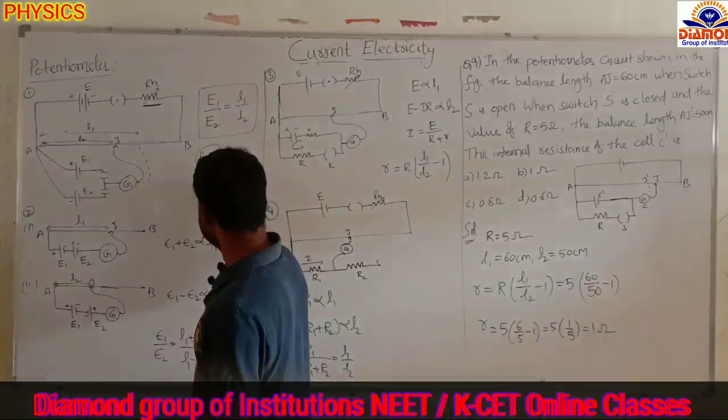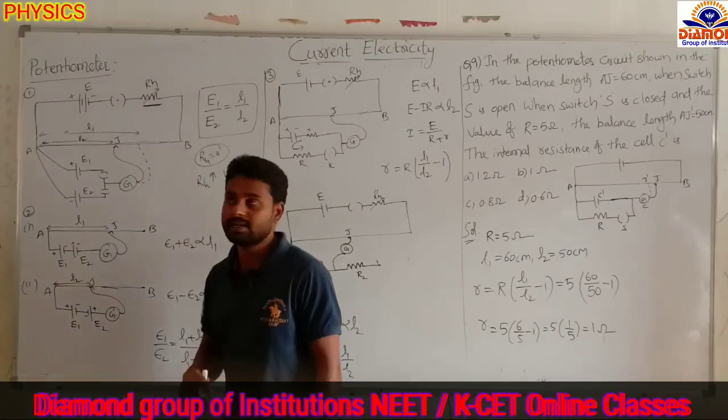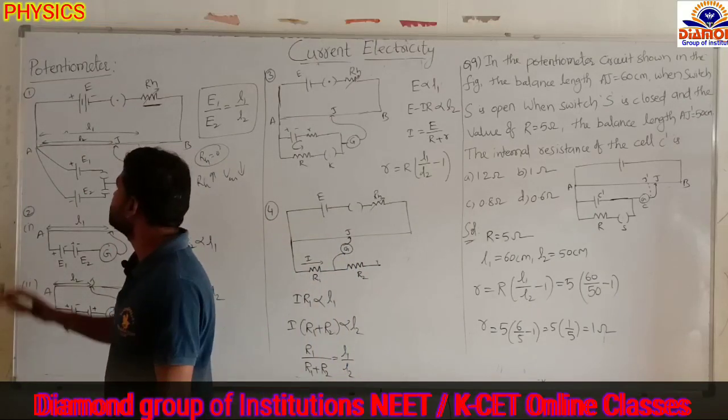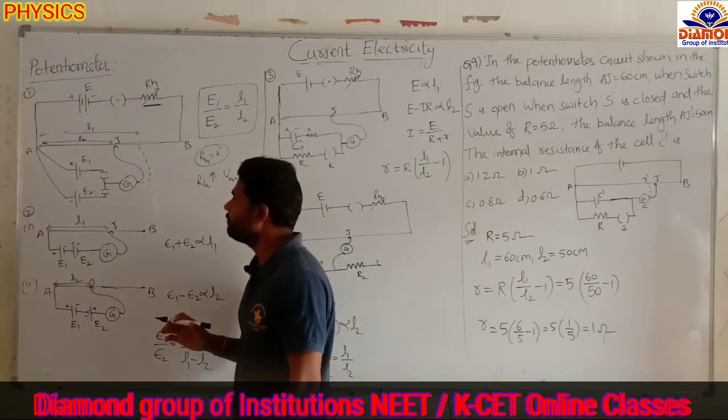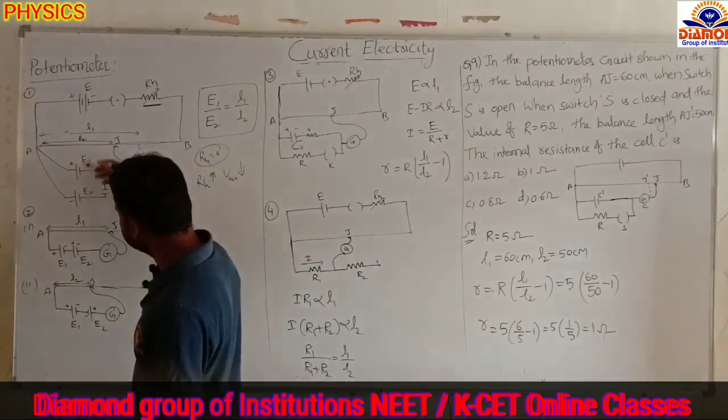If the rheostat resistance is increasing, then the potential difference across the wire decreases. So by adjusting the rheostat, we can measure the potential difference across the wire. Now, by using the potentiometer, we are going to compare the EMF of the two cells. Here I am taking two cells.